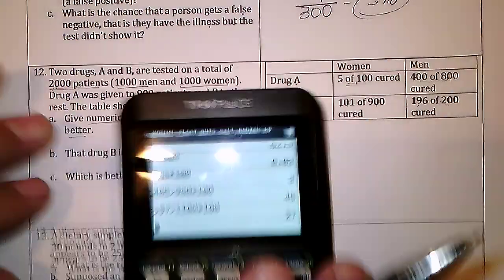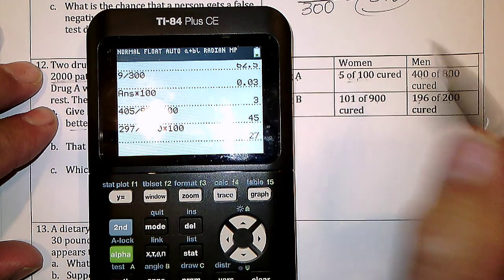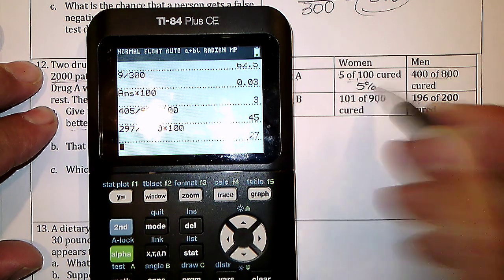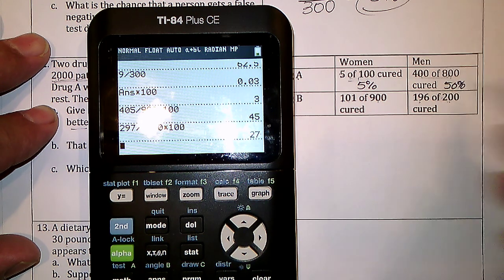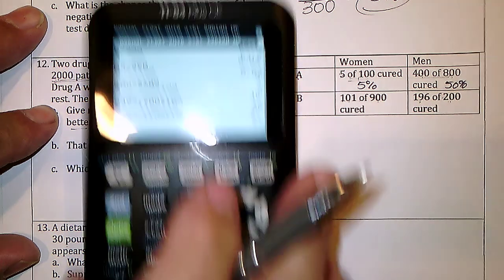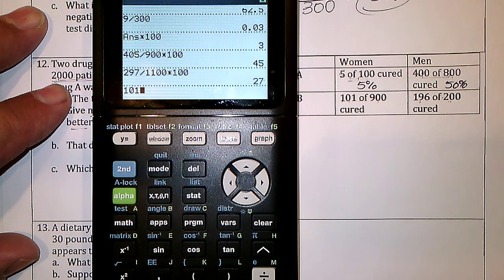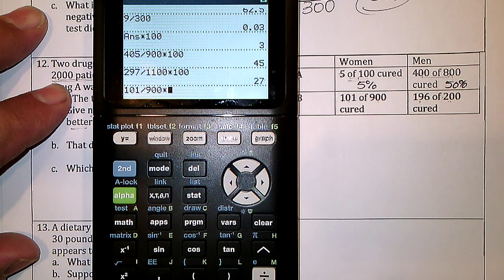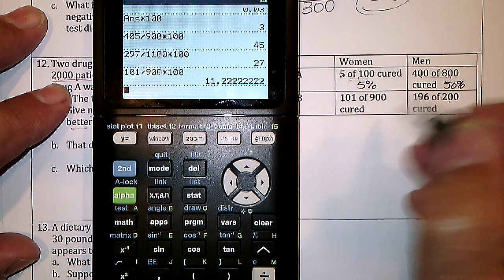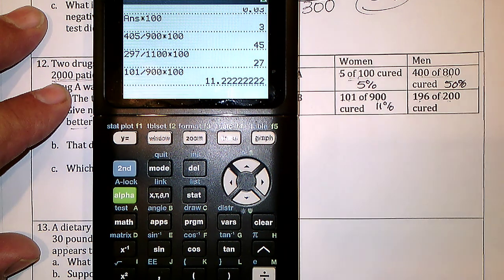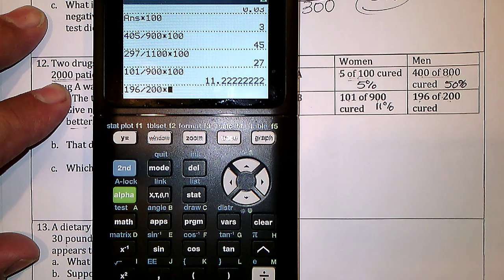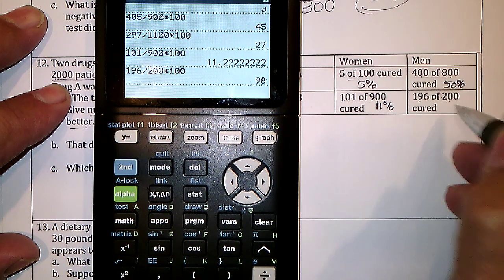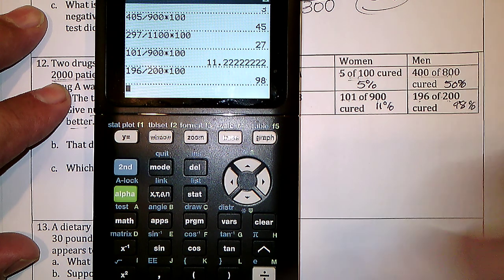Now, what were the percentages over here? Let's just figure that out. 5 out of 100 is 5%. That's easy. 400 out of 800, that's 50%. That's easy. 101 out of 900: 101 divided by 900 times 100. That's 11%. And 196 divided by 200 times 100 is 98%.